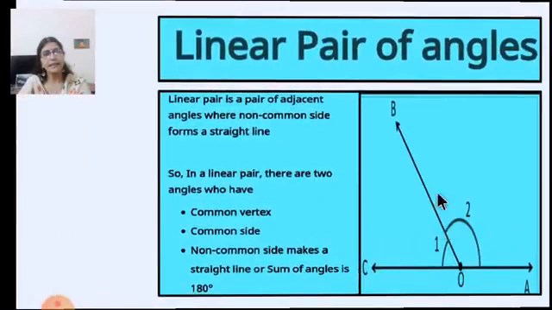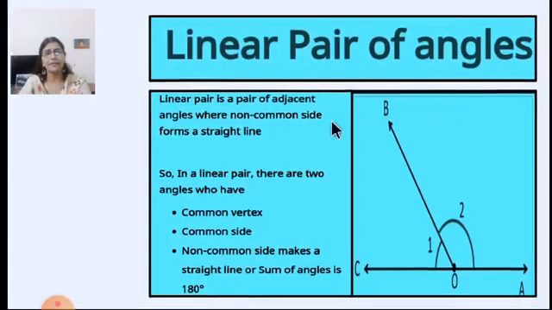Now next is linear pair of angles. A linear pair is a pair of adjacent angles where the non-common sides form a straight line. Here you can see, first, they should be adjacent. These two angles are a pair of adjacent angles and they form a straight line. You can see here a straight line is formed.